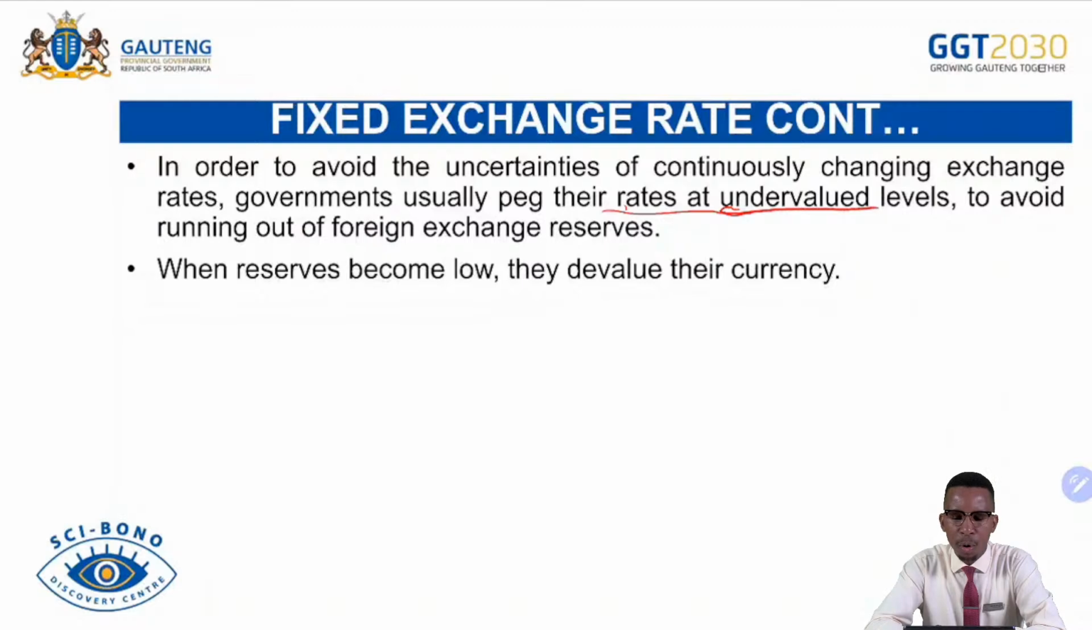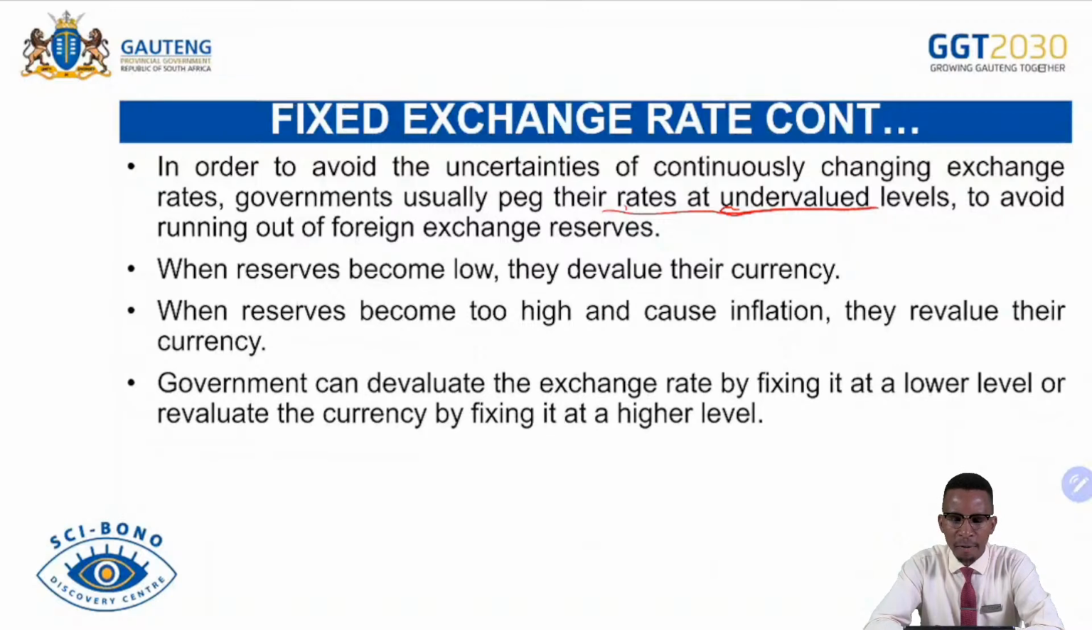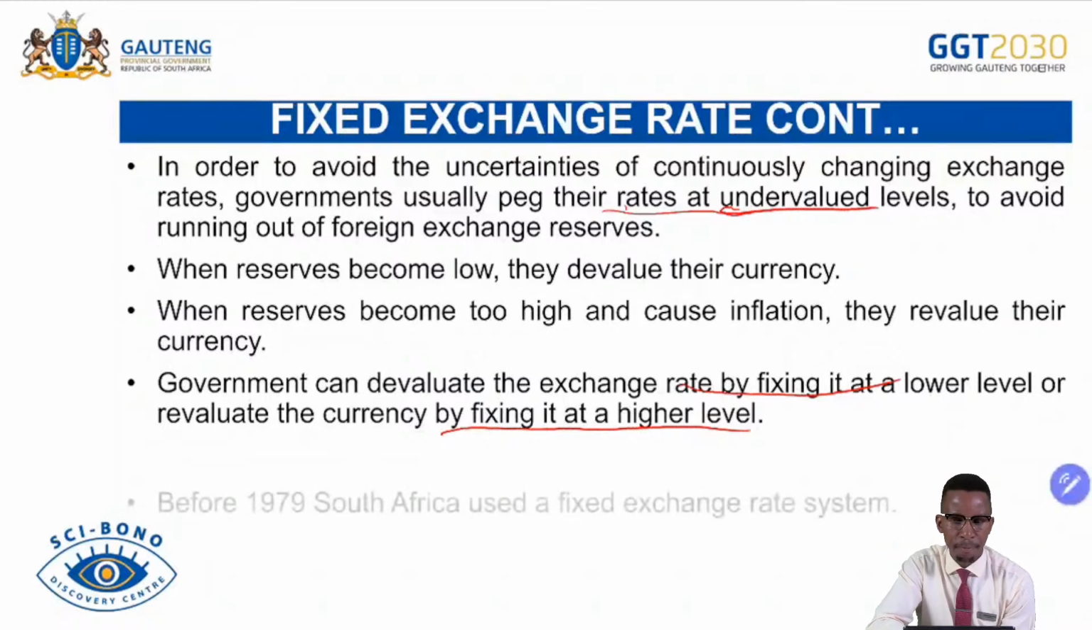When reserves become low, they devalue their currency. When reserves become too high and cause inflation, they revalue their currency. Government can devalue the exchange rate by fixing it at a lower level, or revalue the exchange rate by fixing it at a higher level. So you can note that if we talk about devaluation, we refer to state intervention. If we talk about revaluation, we refer to state intervention. There are no market forces, but it is controlled manually.